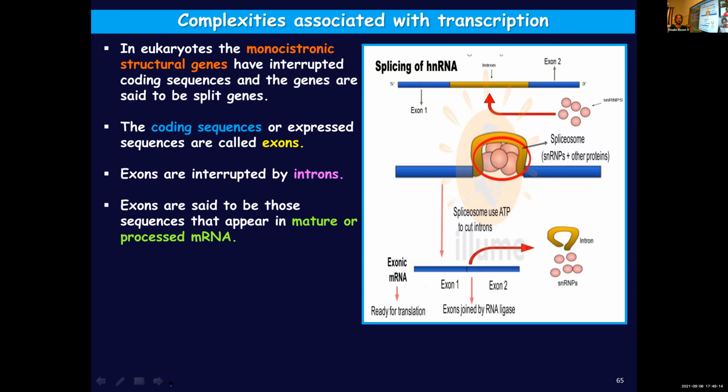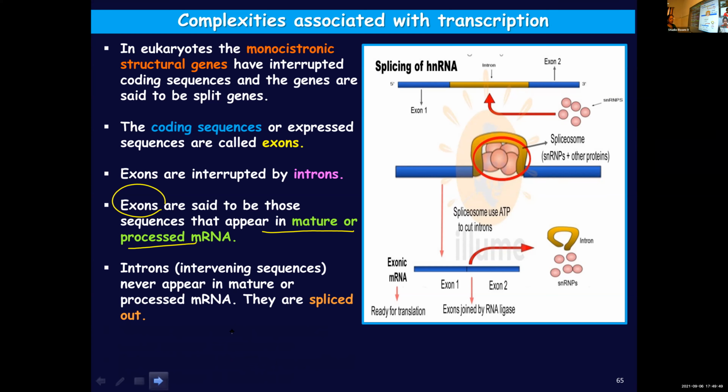Children, when I showed you the last slide, I told you hnRNA is the precursor of messenger RNA. And that hnRNA will undergo several modifications and will transform into messenger RNA. Exons are those sequences which you can find in that mature RNA. Those which appear in the mature RNA are exons. So then what will happen to introns? They will be cut off. They will be removed.